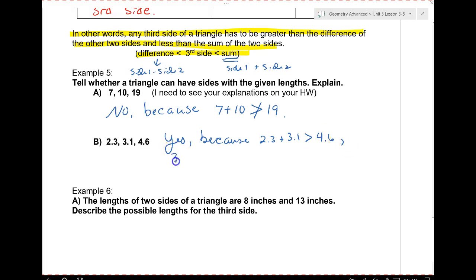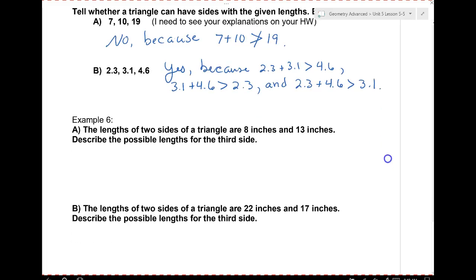We also know 3.1 plus 4.6 is greater than 2.3. Notice I'm just taking the pairs of the sides together. And last but not least, 2.3 plus 4.6, is that greater than 3.1? You have to show me or explain to me that all 3 side combinations work, right? Any 2 sides is greater than the third. Does that make sense? Not hard. Hopefully that will be easy parts for you.